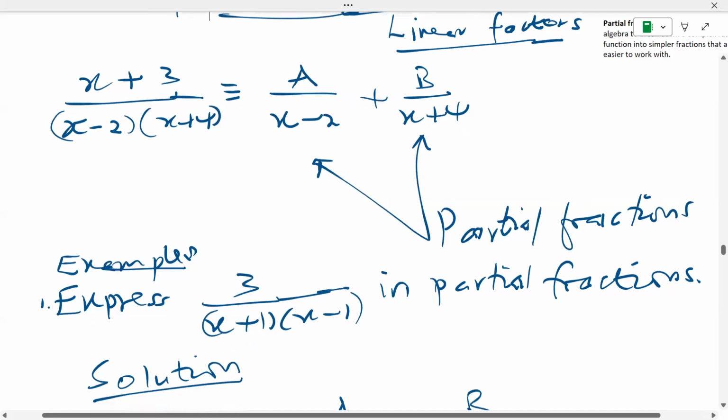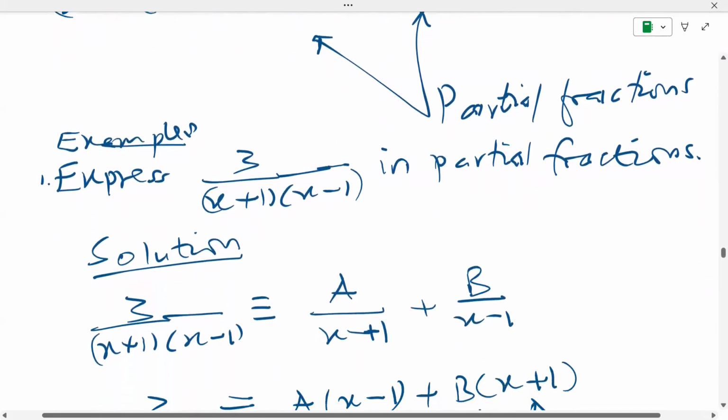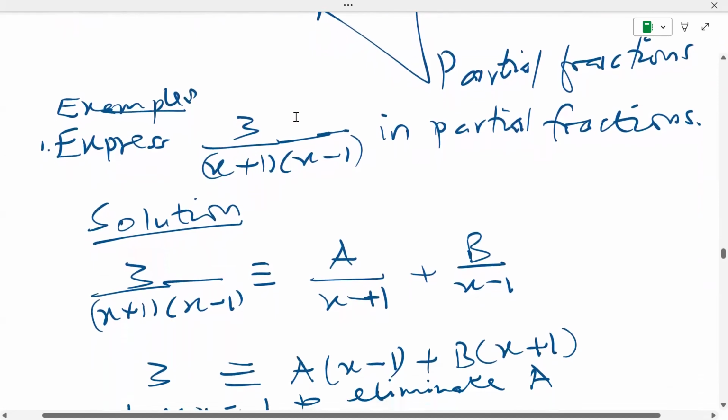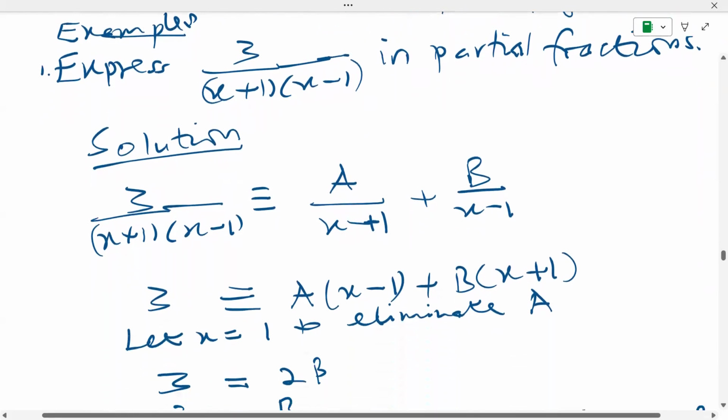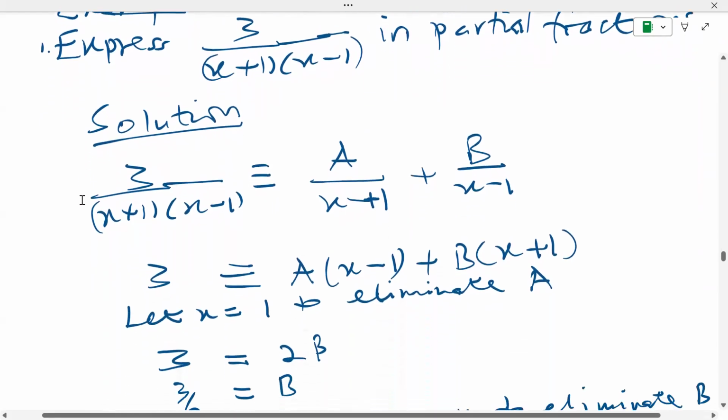Right, so let's look at some examples. Express this rational function in partial fractions. So solution, as indicated above, we write this to be equivalent to A on x plus 1, then B on x minus 1. Then the next step is that we are going to multiply the whole of this by the denominator. And so we shall get 3.